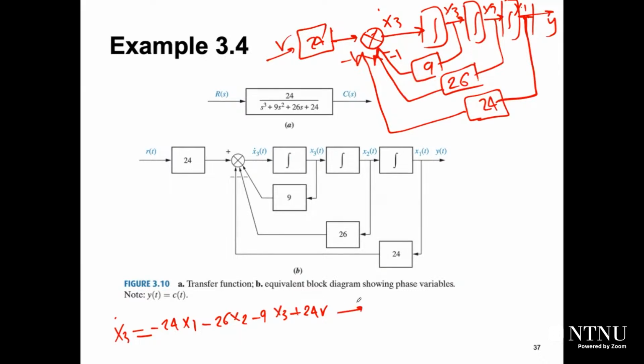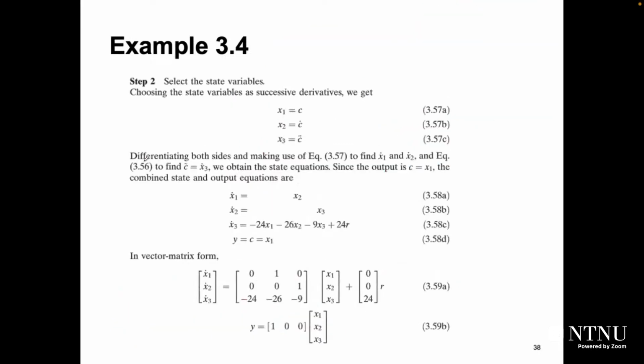Plotting it is easy. Start from the third state equation with a summing point. The output from the summing point is x3 dot; integrate x3 dot to get x3, integrate x3 to get x2, integrate x2 to get x1, and write the equation of x3 dot. The coefficients appear in negative: minus 24 times x1, minus 26 times x2, minus 9 x3, plus 24 multiplied by the input. So this is the graph.